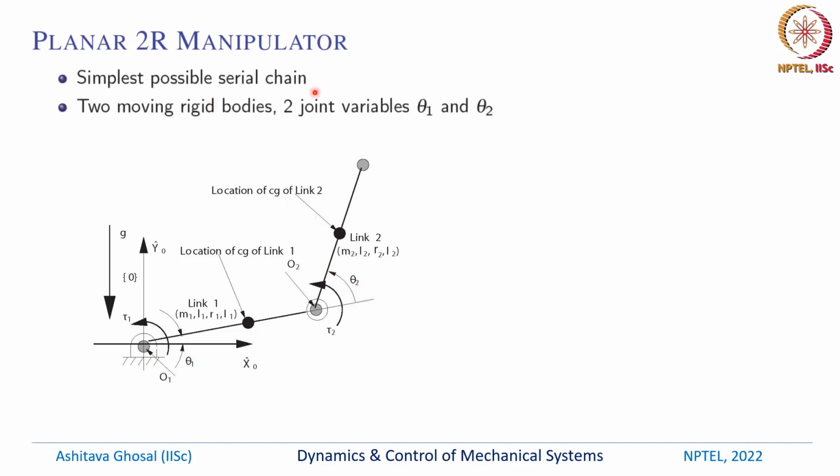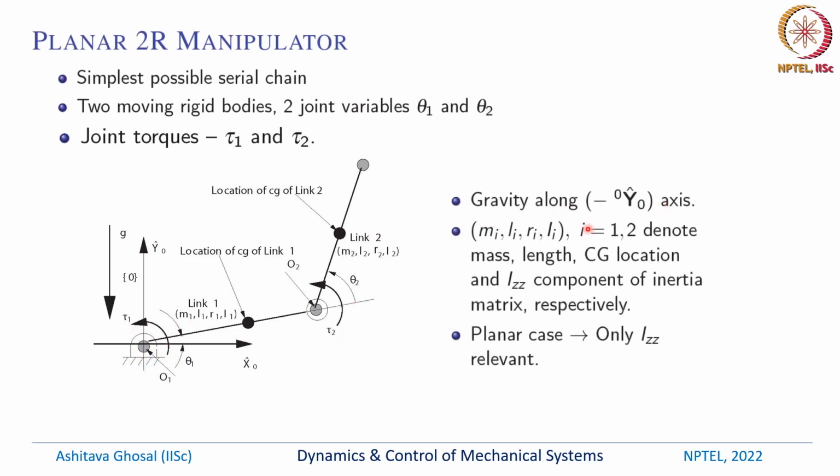So it is the simplest possible serial chain. As I said, there are two moving bodies, two joint variables θ1 and θ2. There are two joint torques acting at the first and the second joint respectively. These are τ1 and τ2. As I said, gravity is along the minus y0 axis. mi, Li, Ri and Ii, i equals 1, 2, denote the mass, length, CG location, and the Izz component of the inertia matrix respectively. The motion of this 2R manipulator or the double pendulum is in a plane, so only the Izz component of the inertia is relevant.